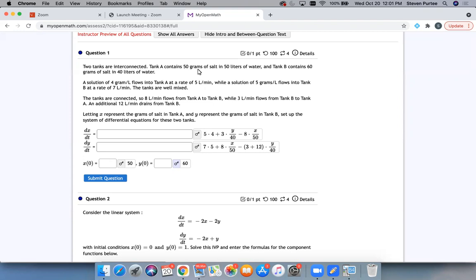Now pause the video, read the question, make sure you understand at least what X and Y are. X is the amount of salt in tank A at any given time. These are both functions of time. Y is the salt in B.